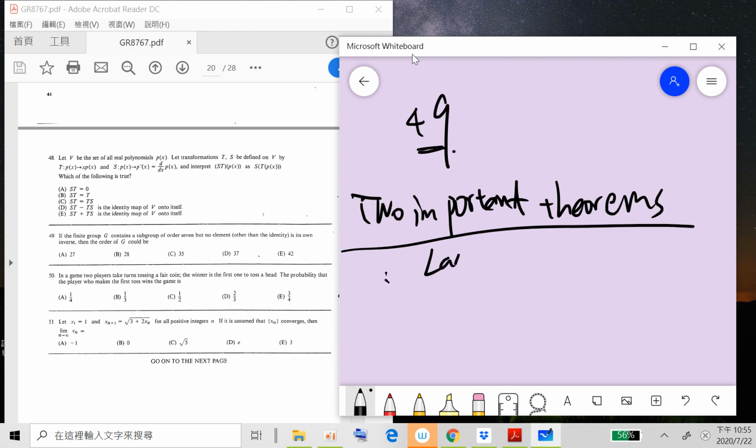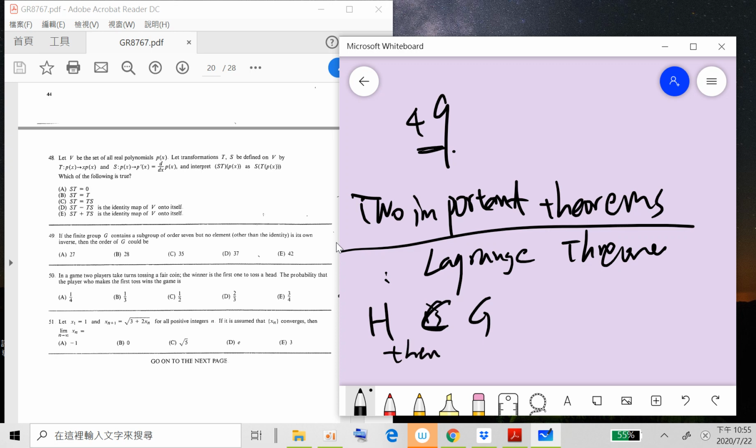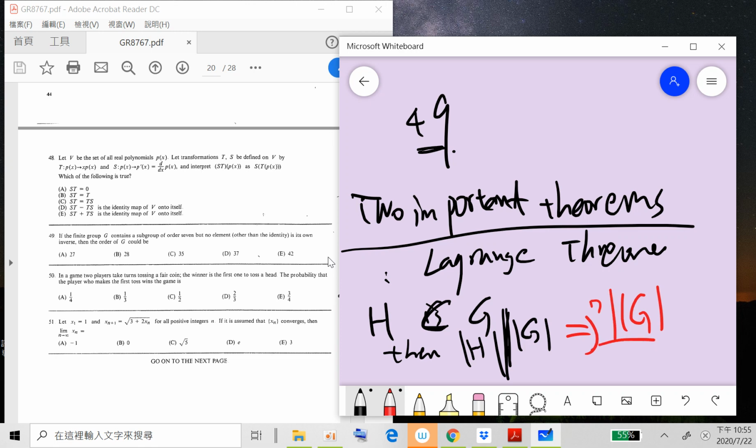The first one is the Lagrange theorem. If H is a subgroup of G, then the order of G is divisible by the order of H. So from this statement we know that the order of G must be divisible by 7. So A is not okay, B is okay, C is okay, D is not okay, E is okay. So we have B, C, E.